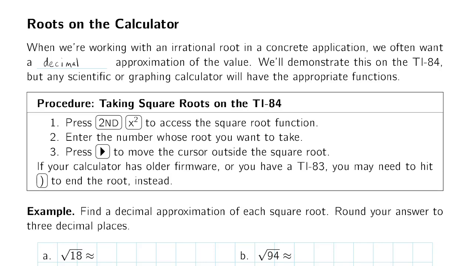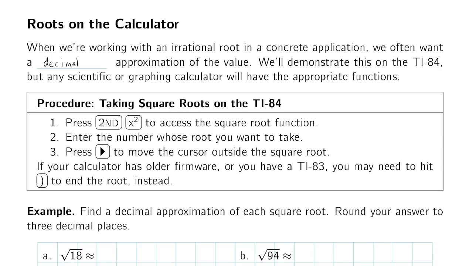We're going to do the demonstration on a TI-84, but any scientific or graphing calculator should have the appropriate functions to take both square roots and arbitrary roots. And square roots and arbitrary roots are usually in separate places on the calculator. You can take a square root with the arbitrary root function just by entering the index 2. But usually just the square root is easier to access.